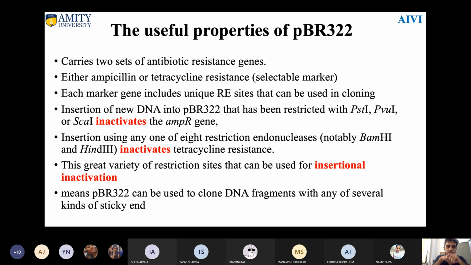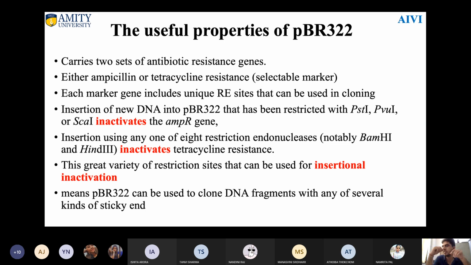These restriction sites are going to be there. So what happens if the restriction sites are there? It means if you cut with the restriction enzyme and then put an insert at this restriction site, what is the insertion going to lead to? The insertion leads to the inactivation of either of these two enzymes, depending on at which site you inserted your insert. So insertion of new DNA is integrated in a vector that has been restricted with PSP1, PVU1 and SCA1.